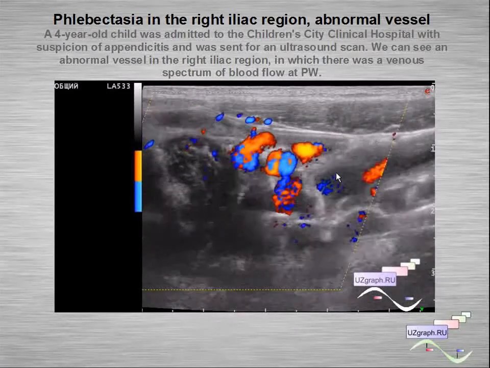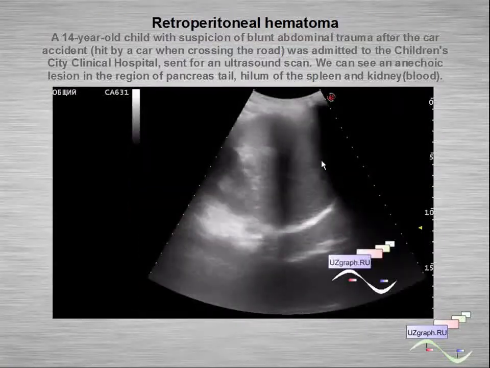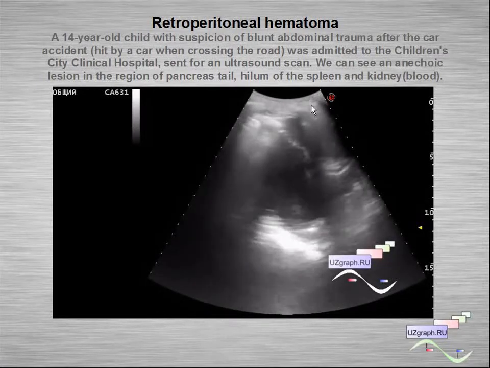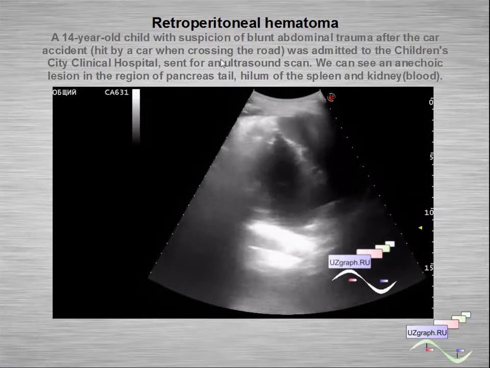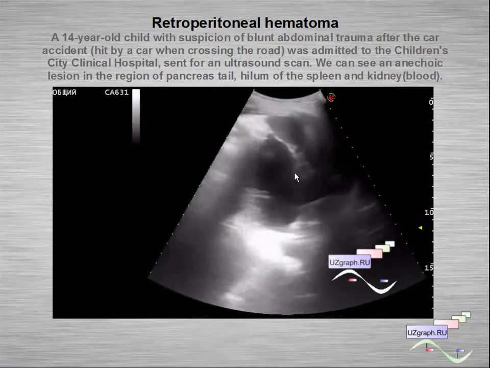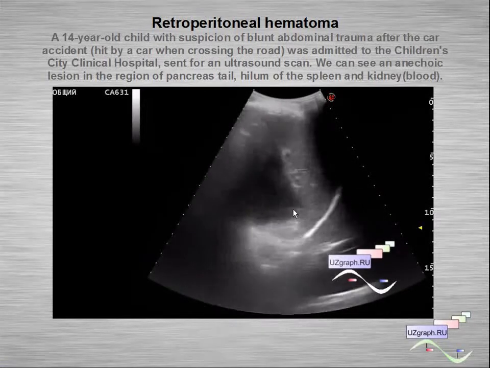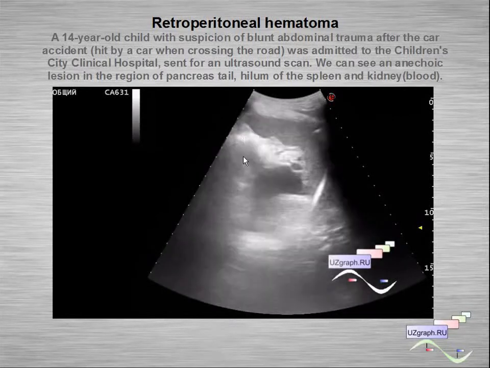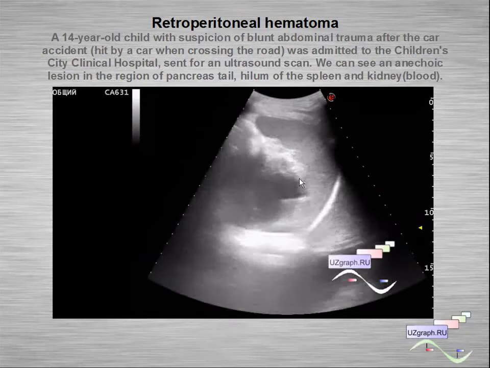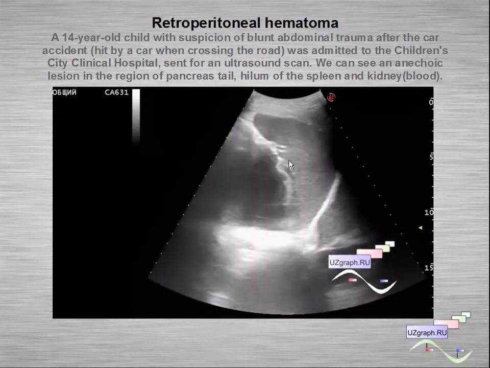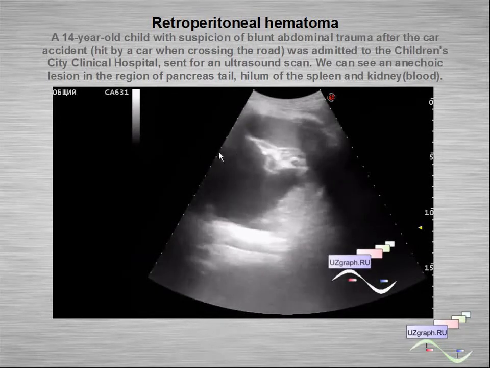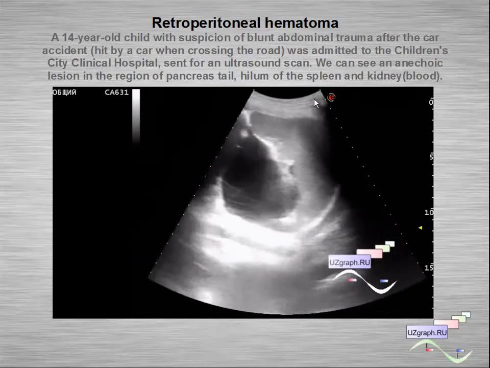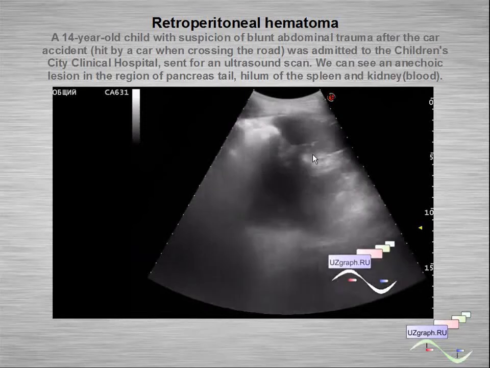Another trauma case, a child from a car accident, hit by a car while crossing the road, and at ultrasound and MRI an anechoic structure was found in the hilum of the spleen and pancreas tail, presumably a retroperitoneal hematoma.